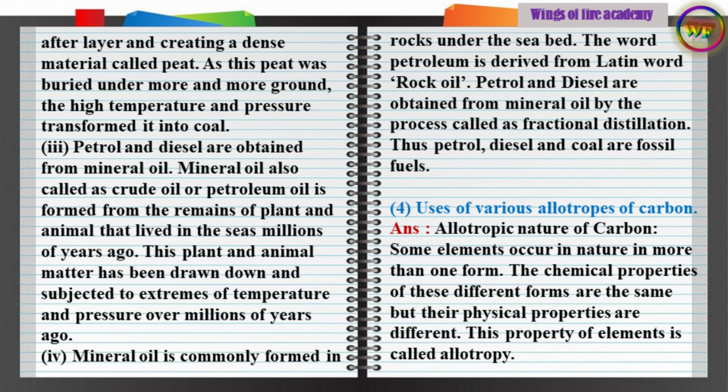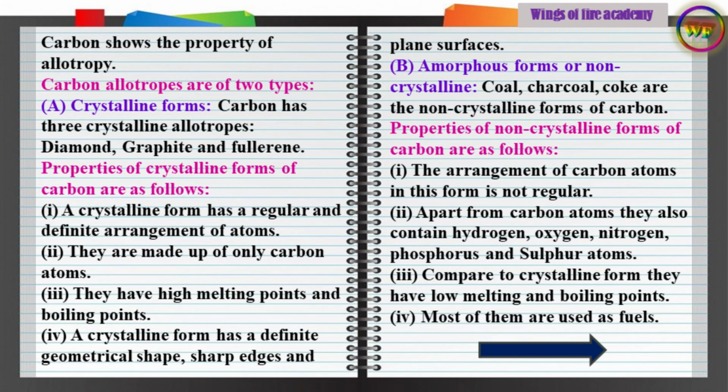Some elements occur in nature in more than one form. The chemical properties of these different forms are the same, but their physical properties are different. This property of elements is called allotropy. Carbon shows the property of allotropy. Carbon allotropes are of two types. A. Crystalline forms. Carbon has 3 crystalline allotropes: diamond, graphite and fullerene.